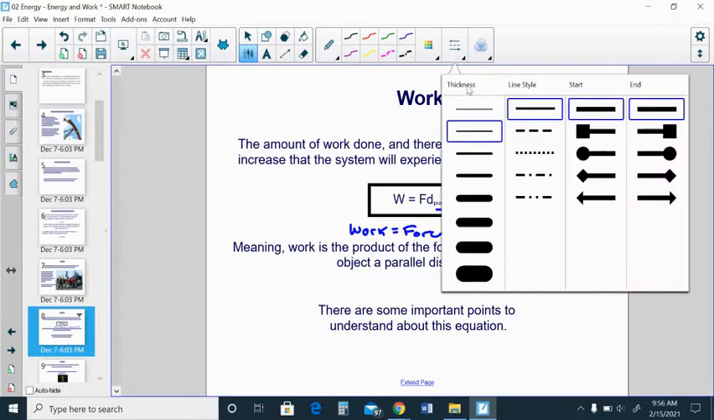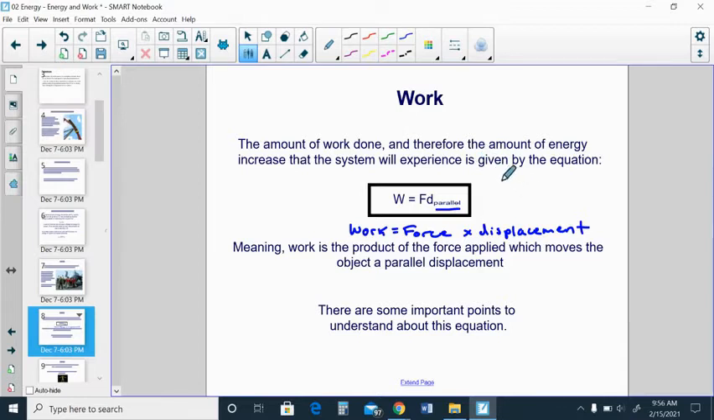And what that means essentially is, let's say we have a force. We'll just say it's going this way to the right. The displacement of the object is either going to be parallel to the right, or it could be anti-parallel, so it would be moving to the left. But either way, those would be considered parallel displacements. So if the displacement, no matter which direction it's going, is parallel to the force, then work will be done. So the work is the product of the force applied, which moves the object a parallel displacement. Now there's a couple points to consider about this equation.